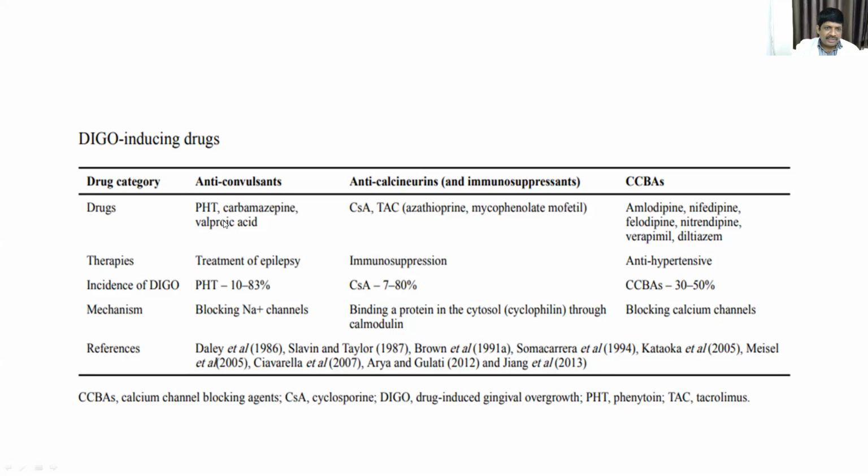Mechanism of action of anticonvulsants, I will discuss later also in a little more detail, because everything about the mechanism of action has been discussed in the anticonvulsant chapter itself. So it blocks the sodium channel, and anticalcineurins bind a protein in the cytosol through calmodulin, and calcium channel blockers work by blocking the calcium channel.